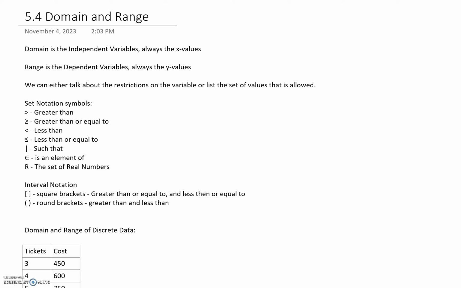Hello and welcome to my video, lesson 5.4 on domain and range. So we're going to just talk about some of the concepts and then we're going to take a look at how we would write domain and range in a few different examples.